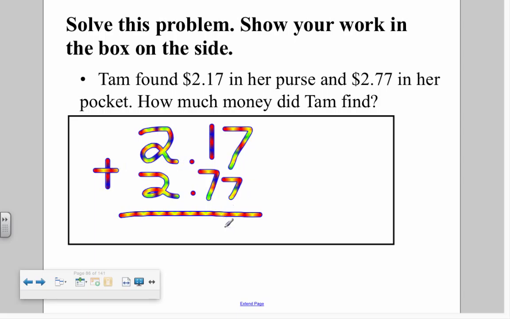7 plus 7 is 14. 1 plus 1 is 2. 2 plus 7 is 9. I need to bring down the decimal. 2 plus 2 is 4. So how much money did Tam find? She found $4.94.